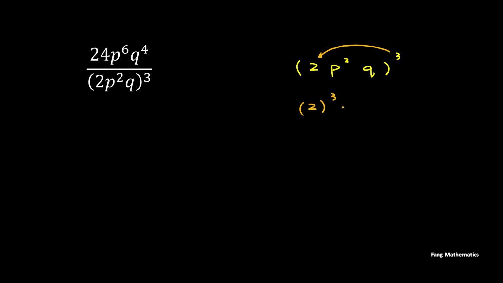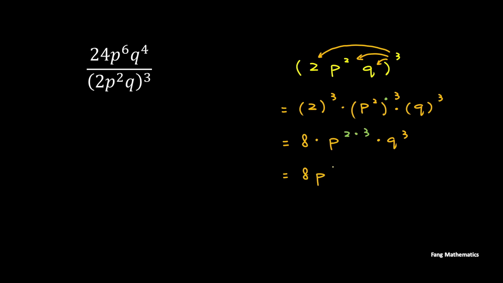So 2 cubed times p squared, everything cubed, and q cubed. And let's simplify this expression. 2 cubed should give you 8. And remember, p squared and to another power, you are to multiply the powers. So I believe 2 times 3, p to the power of 2 times 3, and q cubed. Let's simplify the exponent for p, so I believe you should get 6.